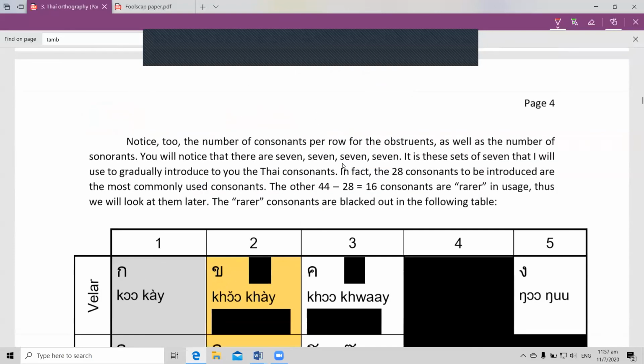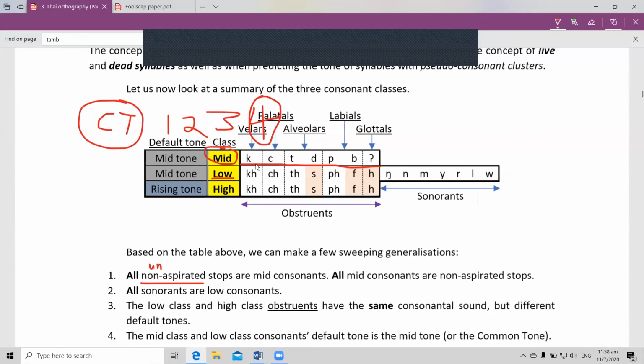If we observe the number of consonants per row, in this section of the row, in this section, and in this row, we will observe that in each of these there are a total of 7 consonants. 1, 2, 3, 4, 5, 6, 7. Neat sets of 7. So in the subsequent sections, we will learn the Thai consonants in these sets of 7s, first starting with this, followed by this, followed by this, and then lastly by this one.